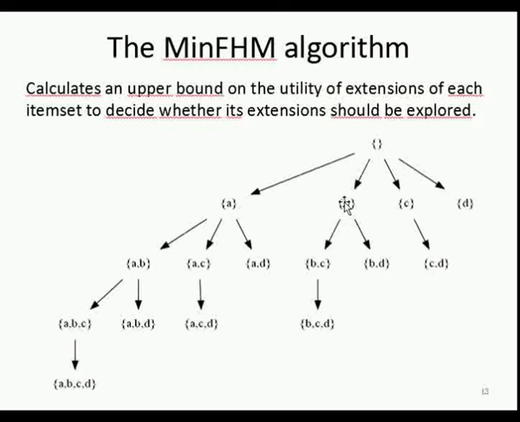If you have an item set like B, we know that the utility is not monotonic. The utility of BC could be higher or smaller or equal to that of B. But we can calculate some upper bound that will tell us if all the extensions of B, the subtree of B, can have a utility that is high or not. And then we can use this to reduce the search space. Again, I will not explain the details about this, because it's not something new in this paper. It was in the FHM paper also and other papers before.